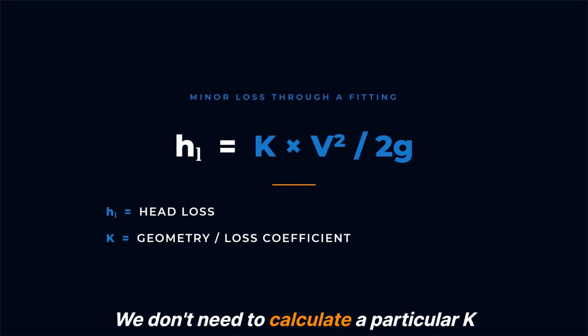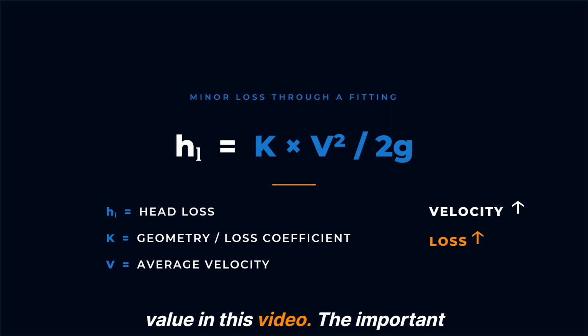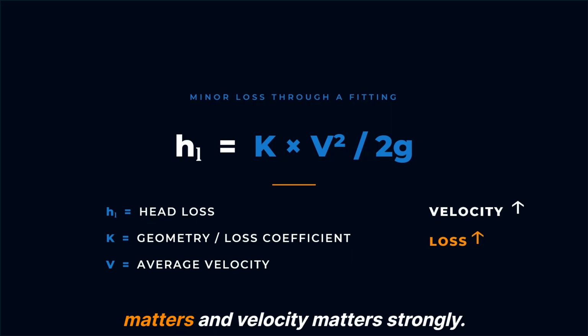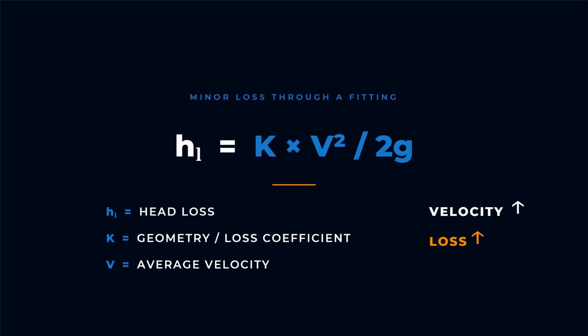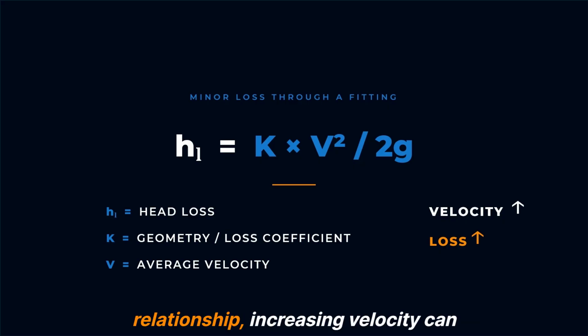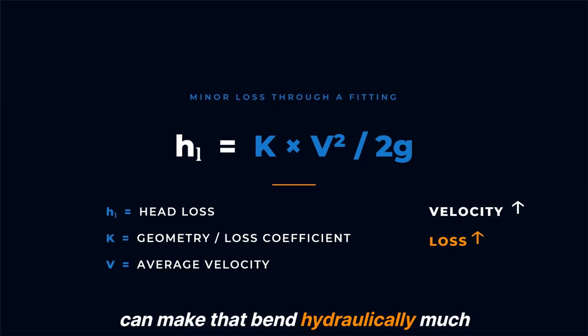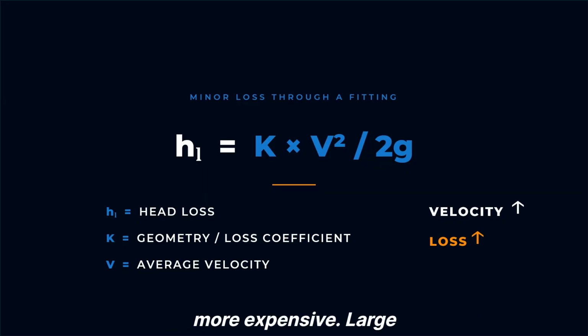We don't need to calculate a particular K value in this video. The important physical message is this: the geometry matters and velocity matters strongly. Because velocity appears squared in the relationship, increasing velocity can increase the loss very quickly. So pushing more flow through the same bend can make that bend hydraulically much more expensive.